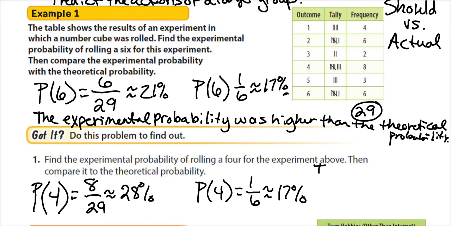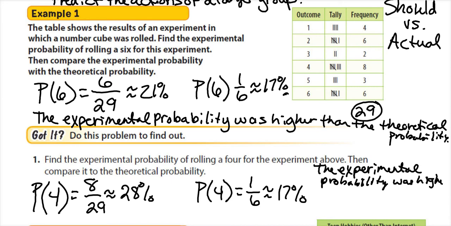So the experimental probability was higher than the theoretical probability. Okay?